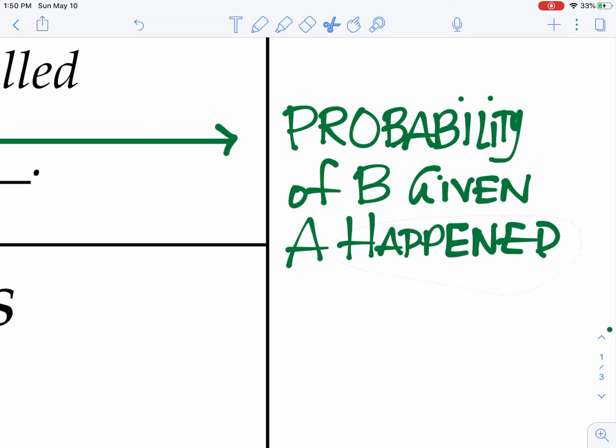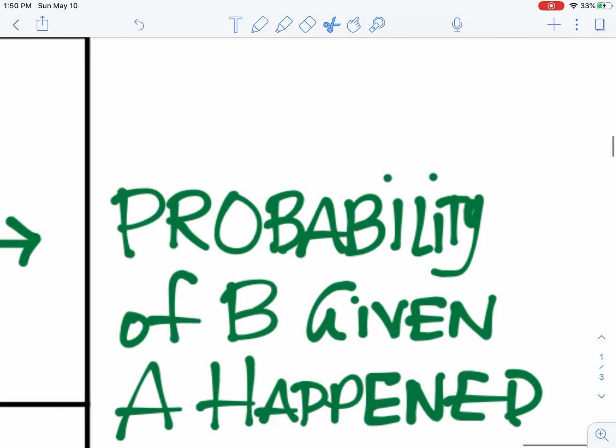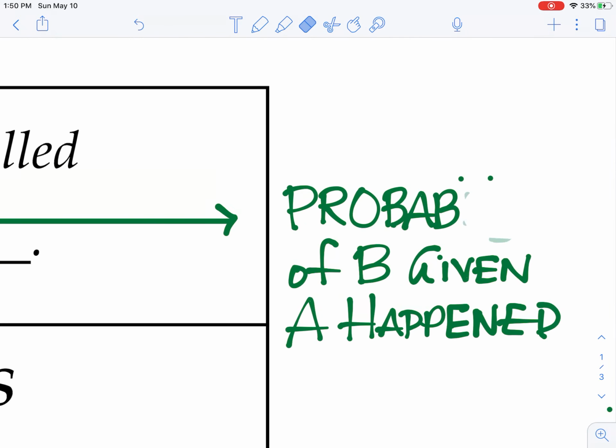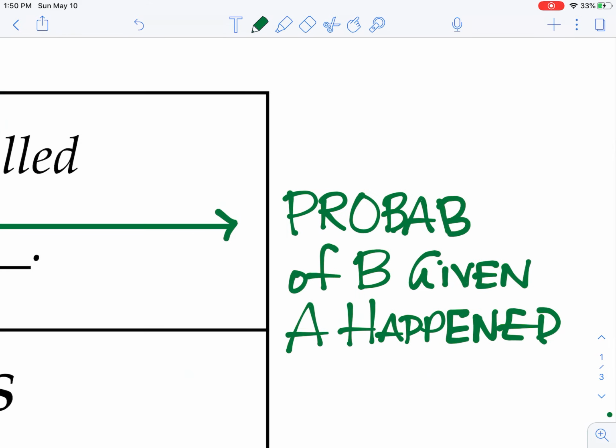All right. So that's how you read this notation. The probability of event B given that event A happened. So that's conditional.